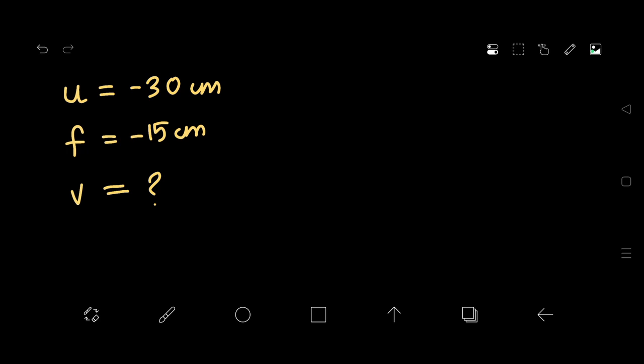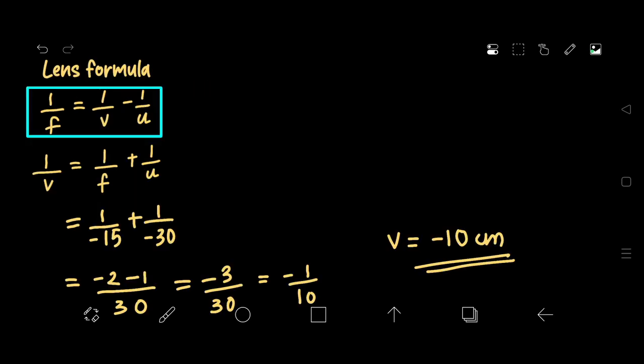u is equal to minus 30 cm. The object is placed in front of the lens, so the distance becomes negative. f is equal to minus 15 cm. Focal length of a concave lens is always negative. We can use lens formula to find the image distance. Lens formula: 1 by f is equal to 1 by v minus 1 by u. Then 1 by v is equal to 1 by f plus 1 by u.